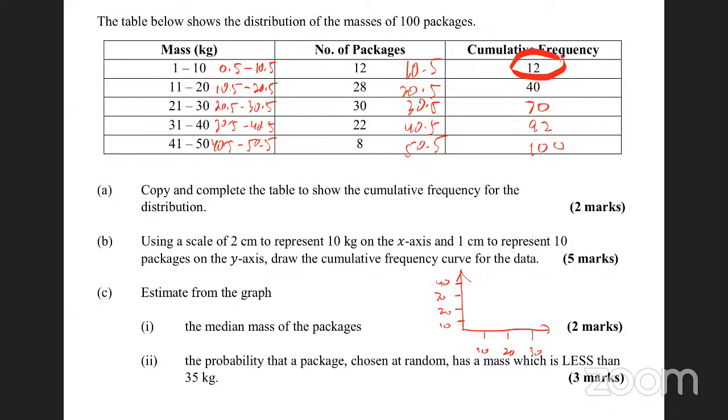No, you have to follow what they say. So they say 2 centimeters to 10, right? You will not be able to fit 100 there on the y-axis. That's why you have to follow the scale.